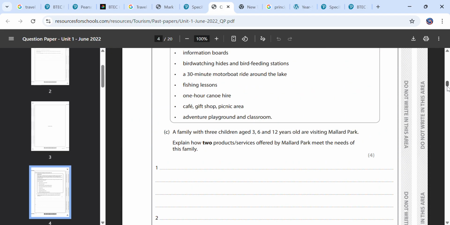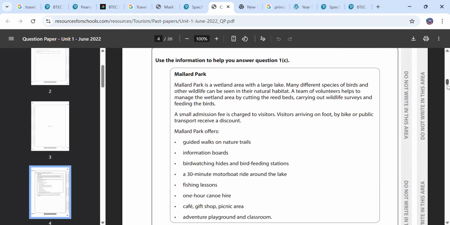So this exam is a little bit harder in terms of actually knowing stuff. So the content may be a bit more in year 12. Year 12 is a bit harder than year 13, because I'm in year 13 right now, and it's a lot easier. So year 12 is a bit harder, unfortunately. But yeah, obviously it gives you a question. Malhart Park is a wetland with a large lake, many different species, and talks about volunteering, small admission fee. And yeah, so these are all the services and products they offer, and we'll see what the question is.